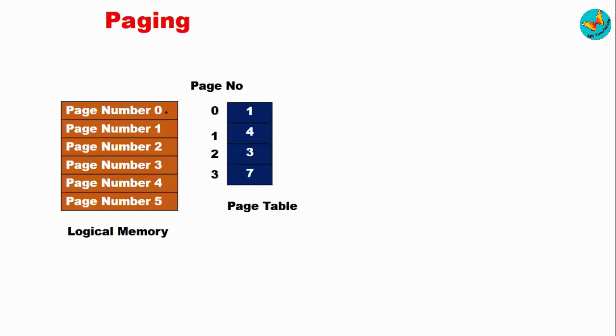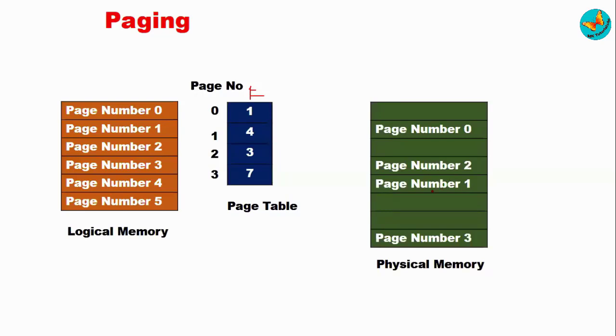Then, like I have explained in the earlier slide, a page table will be maintained. So see here, this is the page number and this is the frame number. Now let us see how the mapping is done. Consider this is our physical memory. So how is this mapped? Carefully observe this. Suppose the first page number is there, so this will be mapped to this particular frame number.